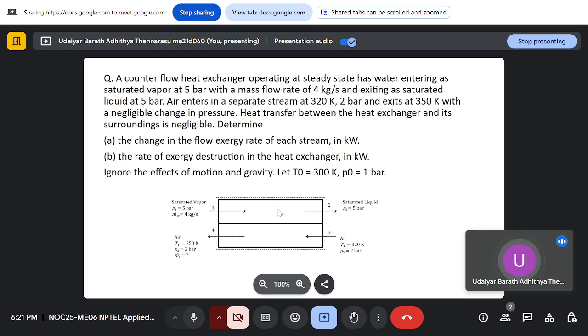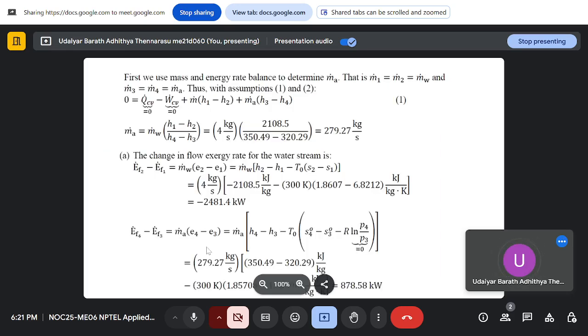So what is happening is we have a heat exchanger here. You have a saturated vapor coming in at 5 bar and going out as saturated liquid. So this is getting cooled, and in the process air is getting heated. So air is cooling your refrigerant or water. Air is at 320 Kelvin and 2 bar, and it's going out at 350 Kelvin and 2 bar.